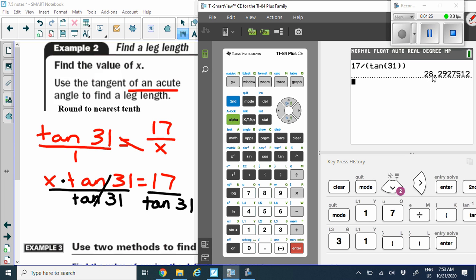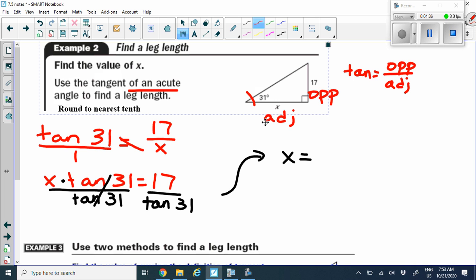So here we have 28 point. Now, notice that the number behind the 2 is a 9. That means we need to round up. So our answer here is going to be 28.3. And remember, we are dealing with the side, so that's just going to be your answer. So x is going to be 28.3, and that's our answer.